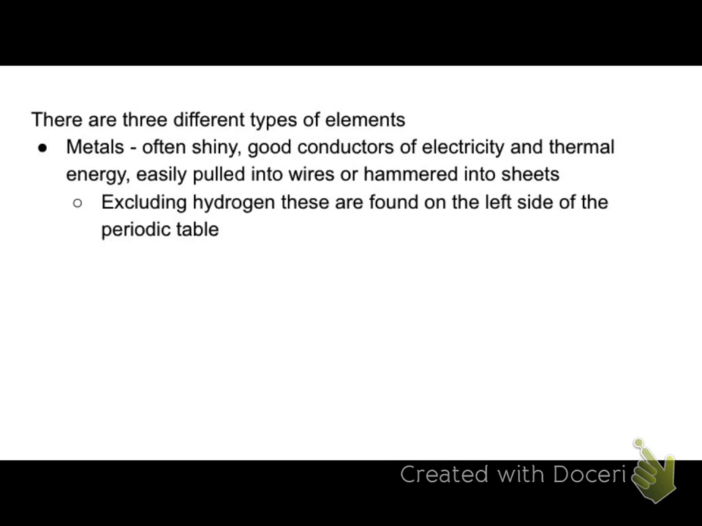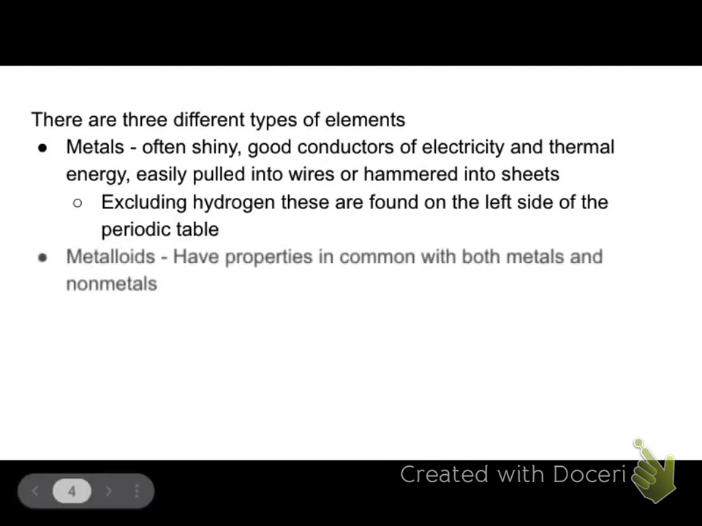Hydrogen is on that side for reasons outside the scope of what we're going to talk about in class. But aside from hydrogen, everything on the left side of the periodic table is a metal. The metalloids have properties that are about halfway between metals and nonmetals.